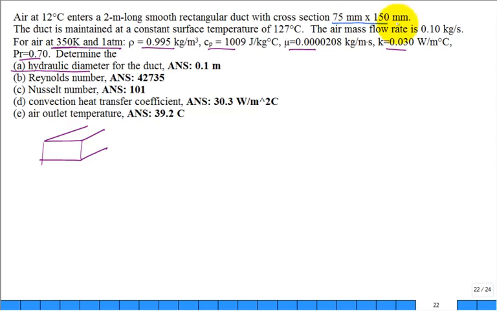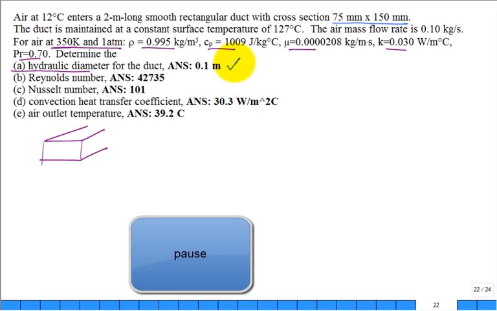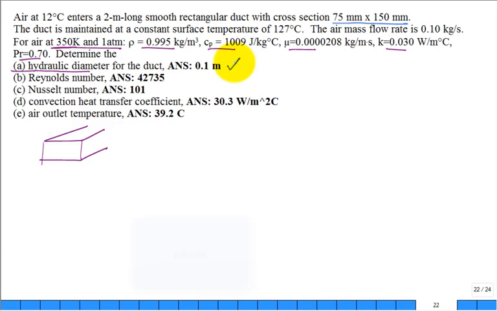So I want to see how many people can calculate this hydraulic diameter. I'm going to pause, walk around. Can you do it? So the A and the B, so the perimeter is 2 times A plus B, and the hydraulic diameter is 4 cross-sectional area divided by perimeter. The cross-sectional area is A times B. And you put in those numbers, and this comes in at 0.1. Good.